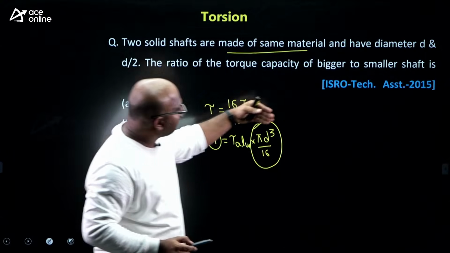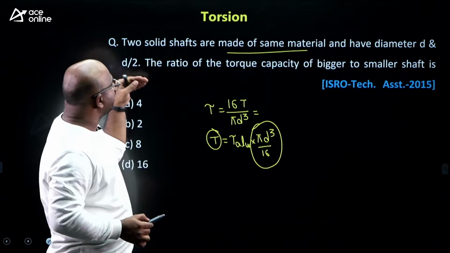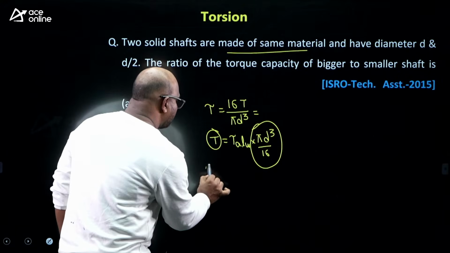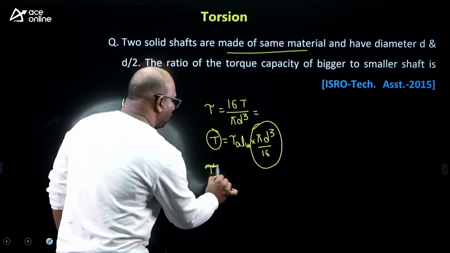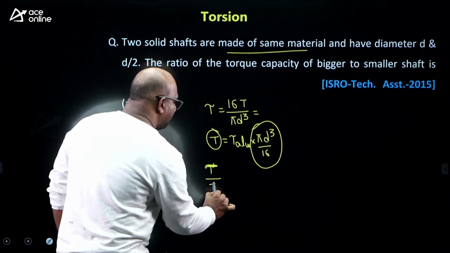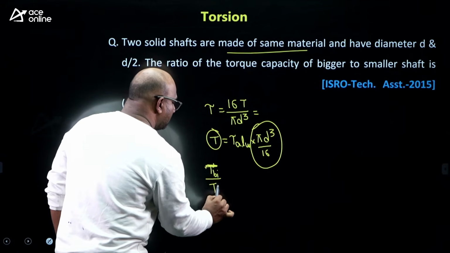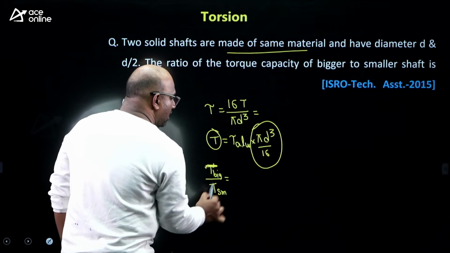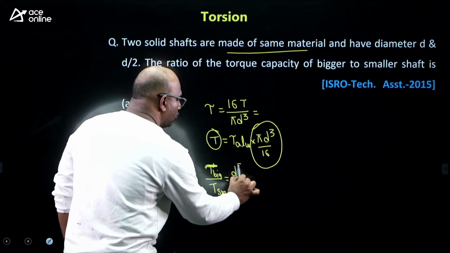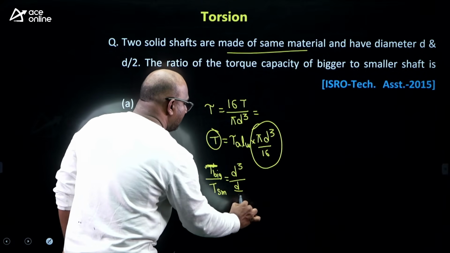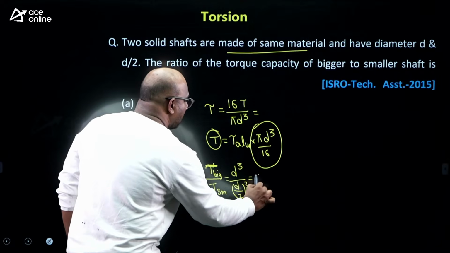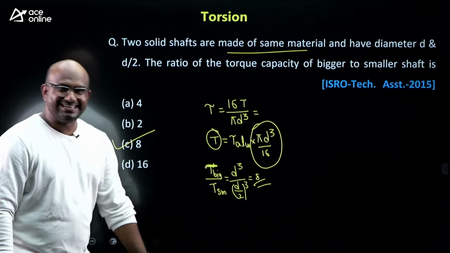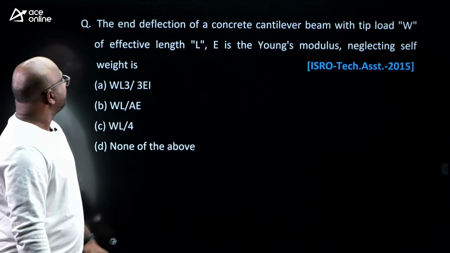What exactly is he asking? Bigger to smaller, guys. Bigger is D, smaller is d by 2, sir. So I can write torque capacity, T bigger by T smaller. This is the bigger, this is the smaller. How much is coming up? I can write proportional to d cube. D cube by, here how much, guys? D by 2 whole cube. The answer is coming as 8, guys. The right answer here is option C.